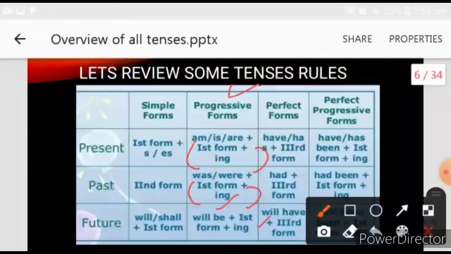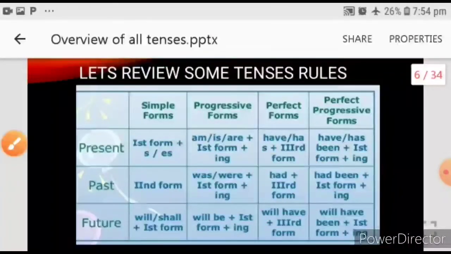Now we are going to go to perfect tense. The specialty of perfect tense is that you use has or have plus the third form of the verb. In the past you have had plus the third form of the verb, and in the future you have will have plus the third form of the verb. Now we are going to move to the last one, and that is the perfect progressive tense. In perfect progressive form, you have has been or have been plus the present participle, then in the past had been plus present participle, and then will have been and present participle.